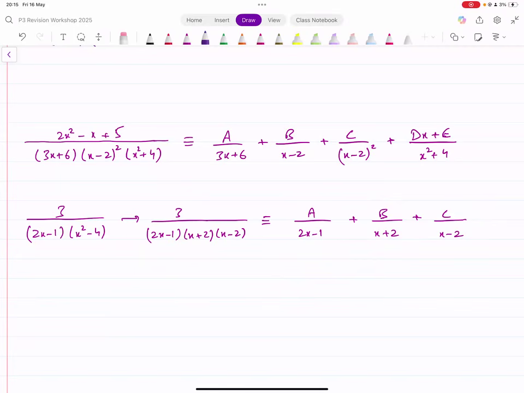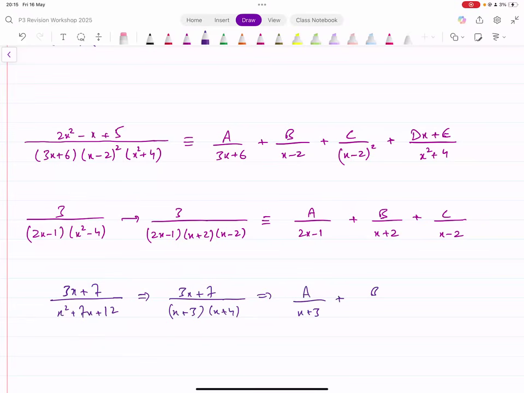Again, in integration later on, you'll also see expressions like these. For example, if you had 3x plus 7 divided by x squared plus 7x plus 12, and they wanted you to find partial fractions for this. Now, in the denominator, there are no factors as such. However, you can actually factorize the denominator, first of all, to write it as x plus 3 into x plus 4. And then you write the partial fractions form as a over x plus 3 plus b over x plus 4.